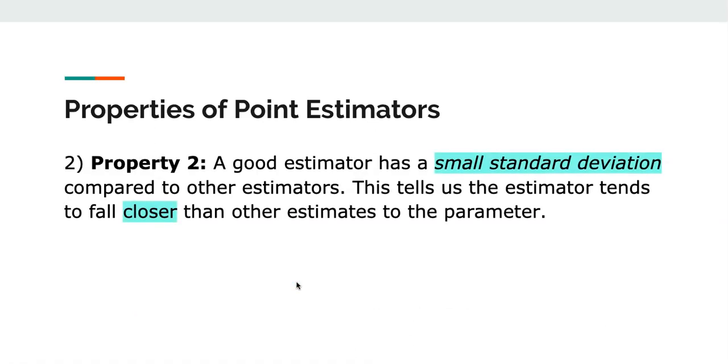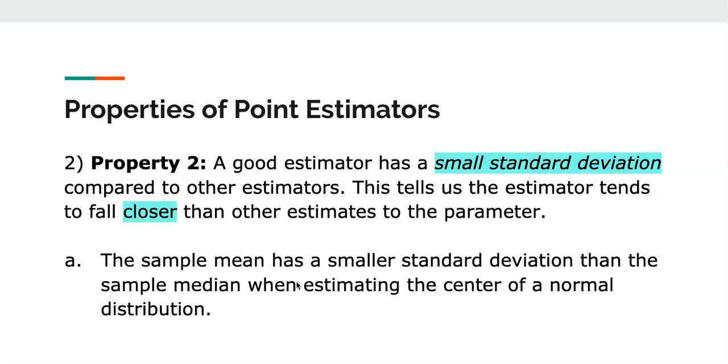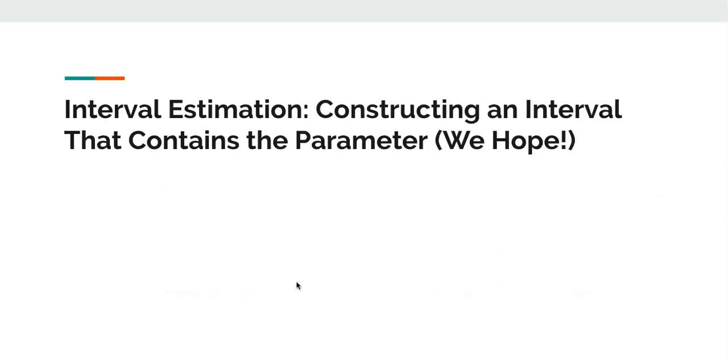All right. The second property of a point estimator: a good estimator has a small standard deviation compared to other estimators. This tells us the estimator tends to fall closer than other estimators to the parameter. For example, the sample mean has a smaller standard deviation than the sample median when estimating the center of a normal distribution. So that's why when we are estimating the population mean, we're going to use the sample mean instead of the median. They're called the same things, sample and population, so you kind of know that we're going to be using the same thing in the sample. All right.